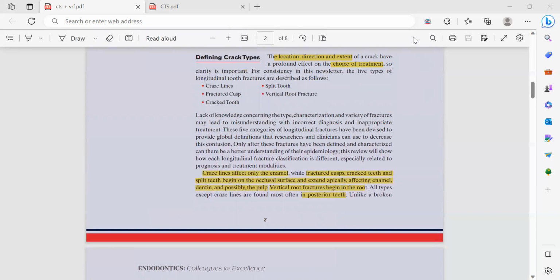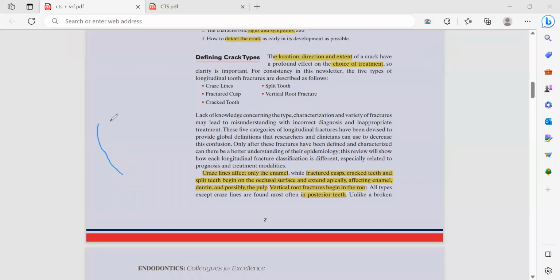So I'll just explain here. For example, these are the 3 layers of a tooth. A craze line only affects the enamel, but the fractured cusp, cracked teeth, and split teeth can involve all three layers. All of these four start from the occlusal surface, but the vertical root fracture begins from the root part and goes up. So these are the 5 classifications.